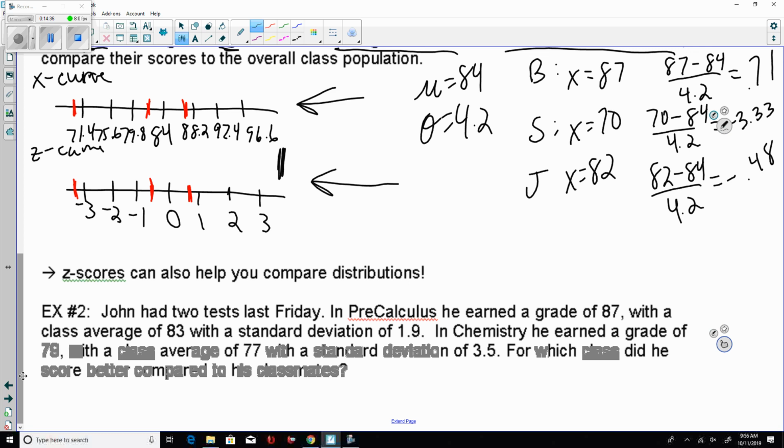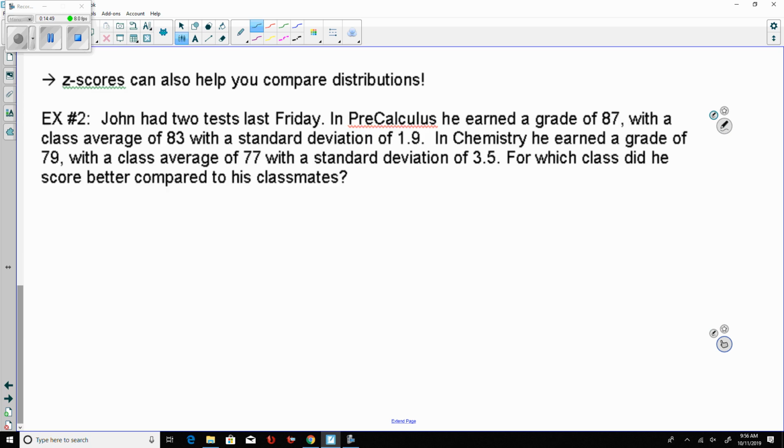Okay? So it can help you compare distributions, too. Kind of like when we were comparing the 2 distributions the other day. Some of you might not have gotten there yet. What was it, Long Beach and Los Angeles? Okay, so we can use it to compare as well.